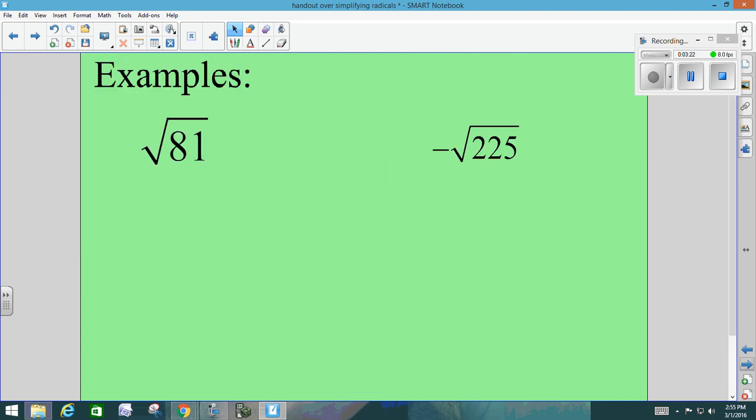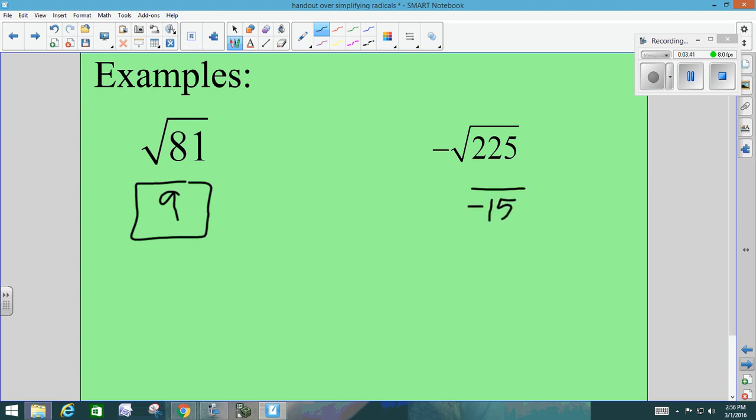All right, the first 2, I think they're kind of easy. What's the square root of 81? 9. There's your answer. The square root of 81 is 9. That's simplified. The negative square root of 225. Negative 15. Good. Square root of 225 is 15, but that negative out front, so we'll just make it negative 15.